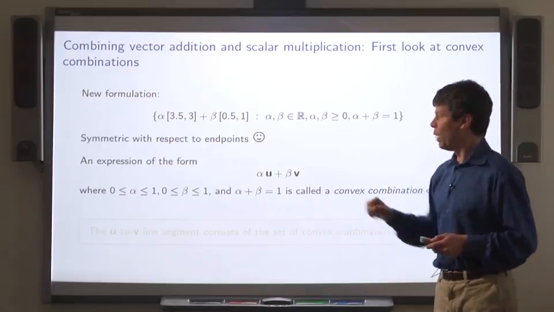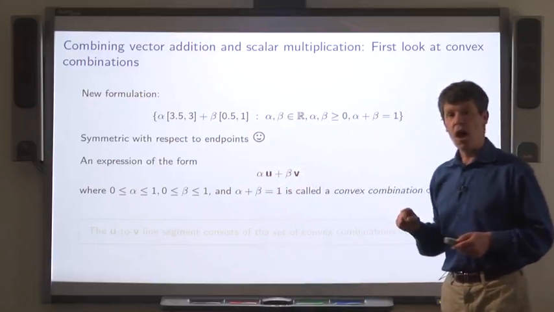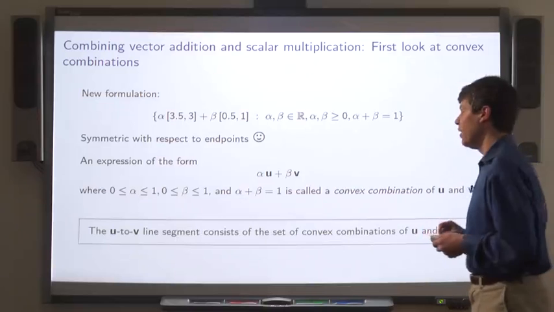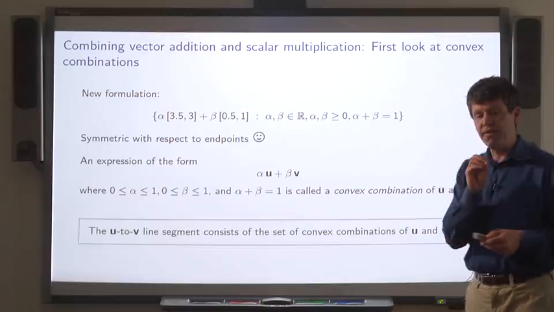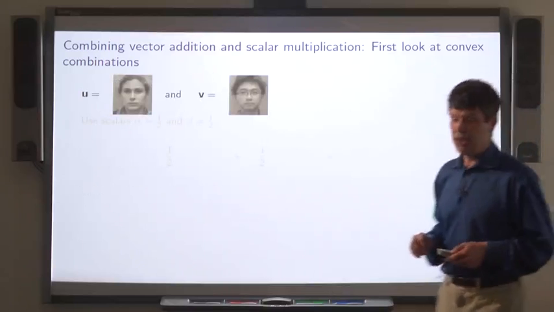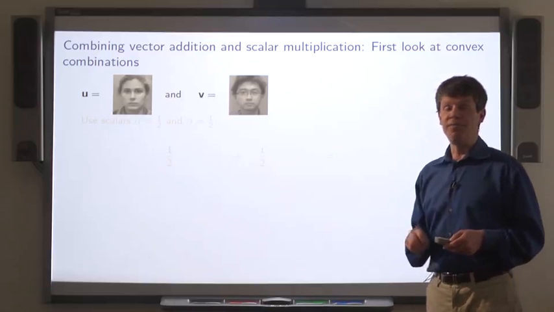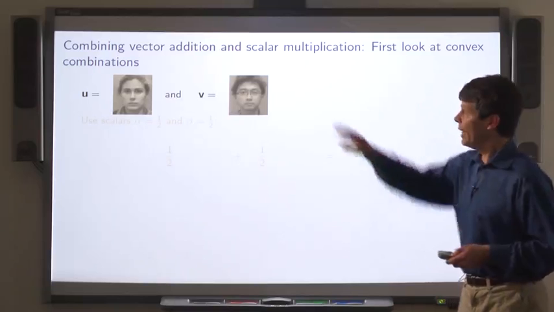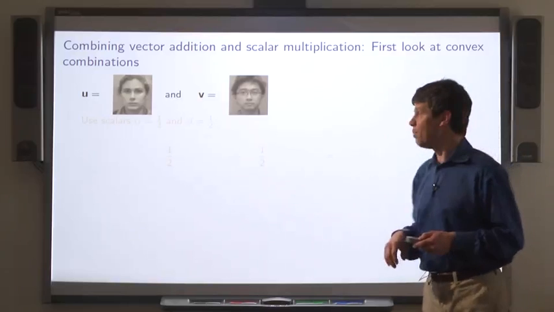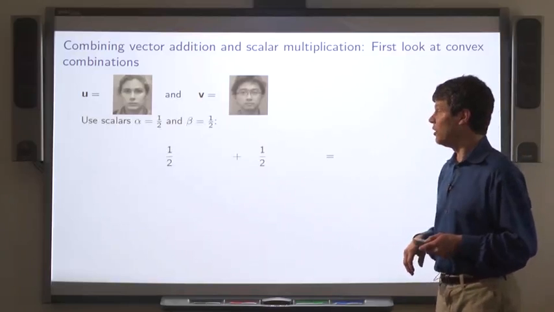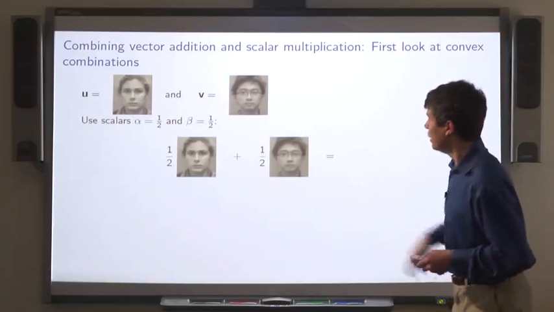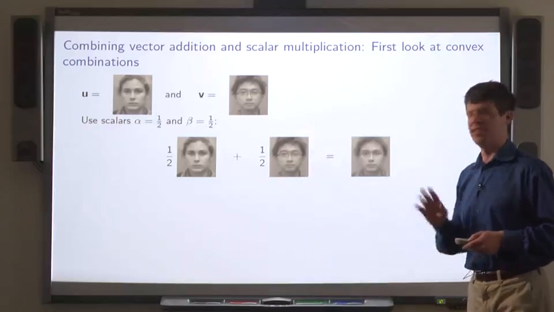An expression of this form, where the scalar multipliers are non-negative and sum to 1, is called a convex combination. And what we've seen is that the u-to-v line segment is the set of convex combinations of the vectors u and v. We can use convex combinations on vectors that represent things other than points. Here we're going to take two vectors, u and v, that are representing images. One example of a convex combination assigns alpha 1/2 and beta 1/2. This is just the average. And the average of two images is some mix of the two.